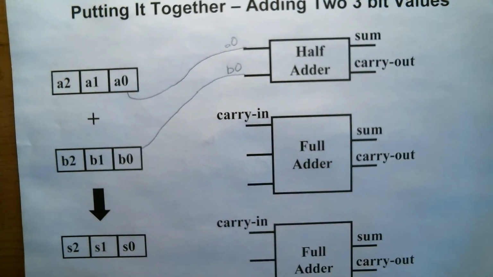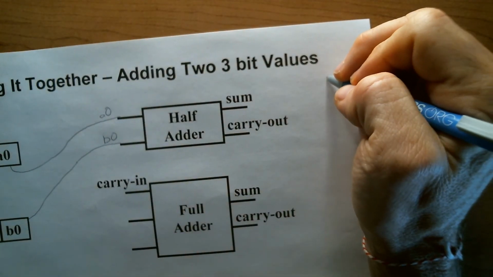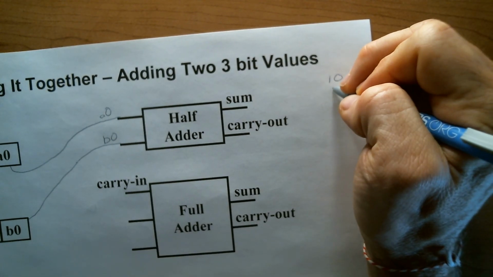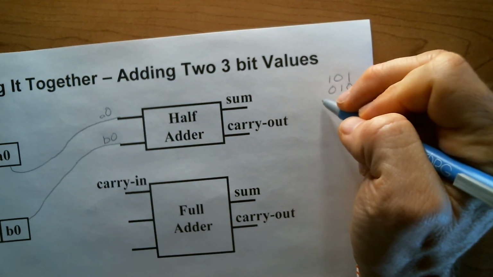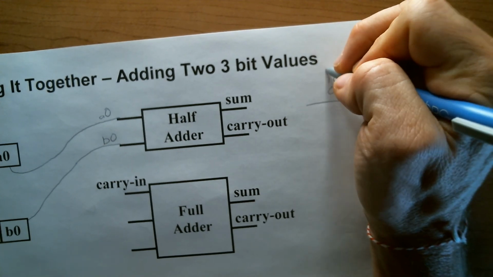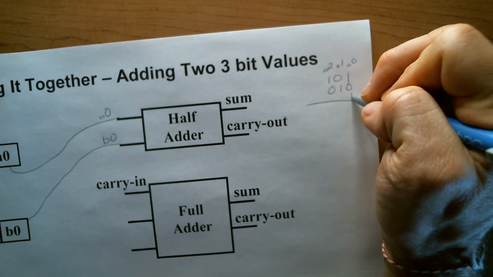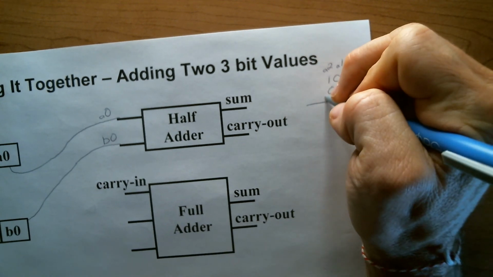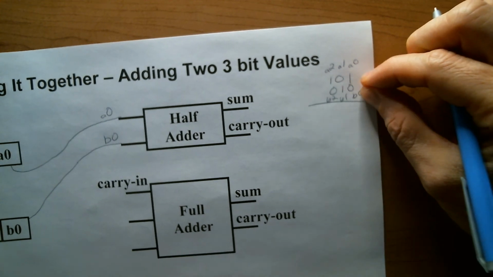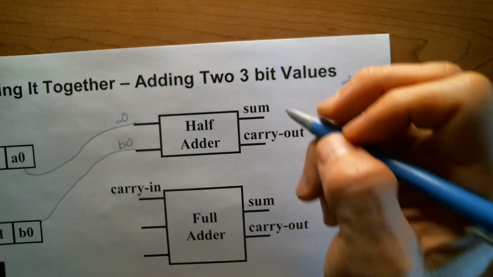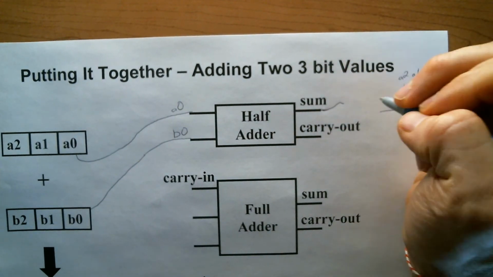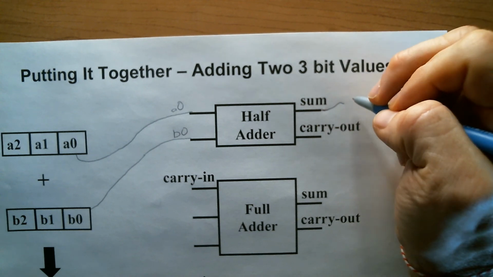All right, remember the example that we just did. Let's pretend the numbers were 1, 0, 1, and I'm adding to that 0, 1, 0. You can think of that as here's A0, here's A1, here's A2. This down here is B0, B1, and B2. I'm starting off by adding A0 and B0. All right, those are going to give me a sum. All right, that sum is going to be my S0.